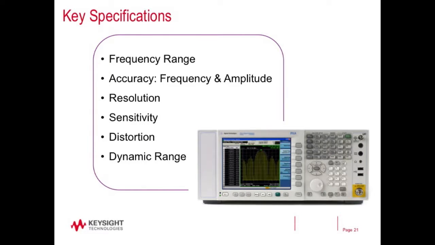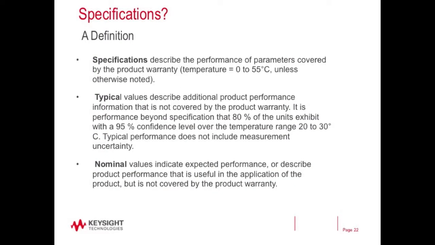So again, when you look at our data sheets, we tend to have 3 sets of numbers, and we try to bring that out. So specifications are basically warranted performance levels. So if you make a measurement on our analyzer and it falls short of these specifications, you can give it back to us and say, hey, you need to fix it or get me a new one or something because there's something wrong with this guy.